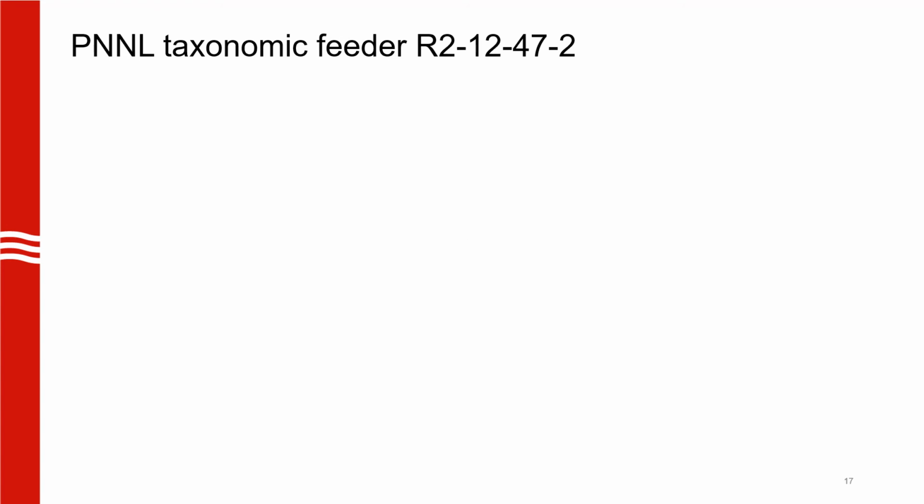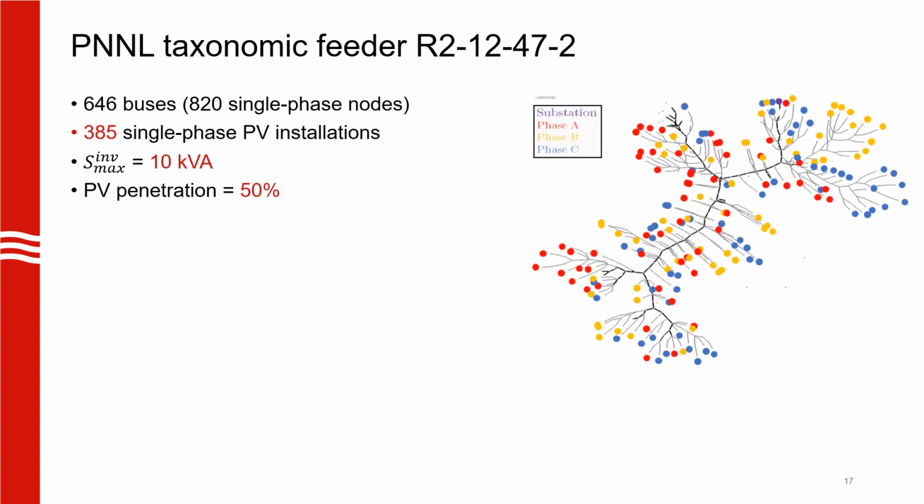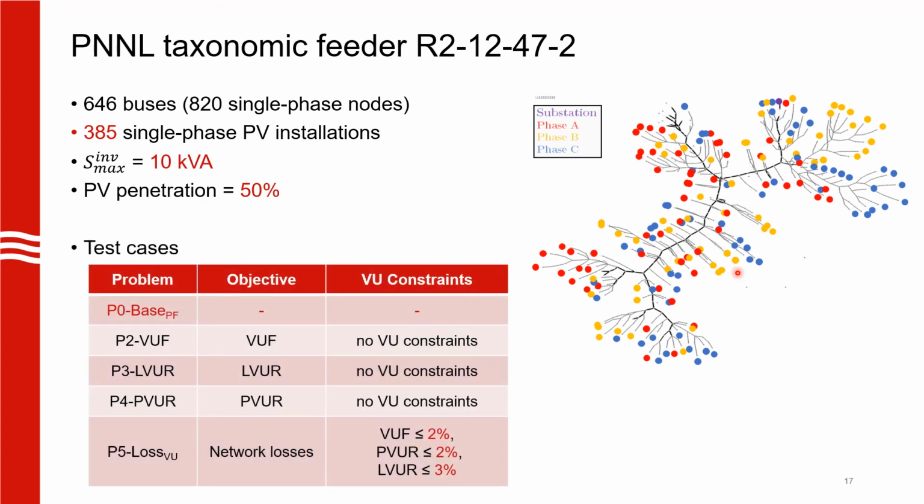Now we move on to a larger taxonomic feeder. So we are looking at an 820 single phase node feeder as shown here on the right, with substation right here on top, and all the colored dots are the rooftop solar PV installations. So we run similar cases compared to the 13 bus feeder, with the only difference being the base case. So now we have a power flow run using the Newton-Raphson method, and there is no optimization involved in this case.